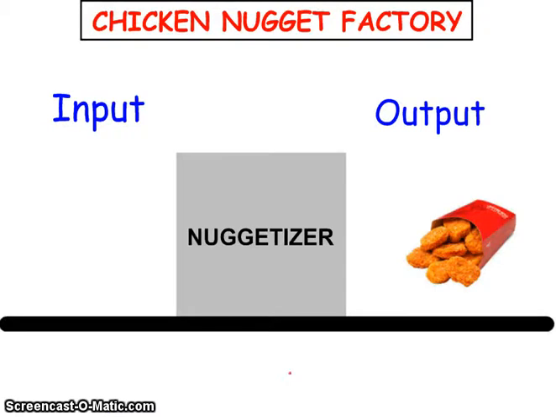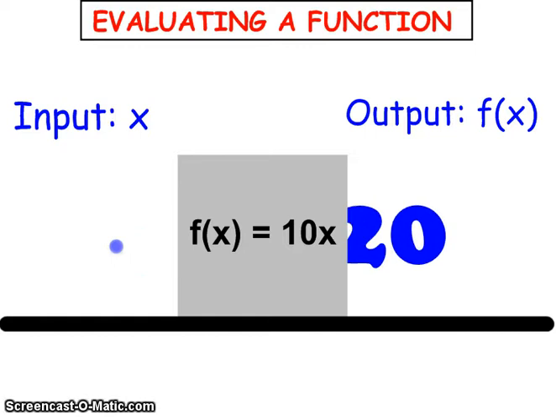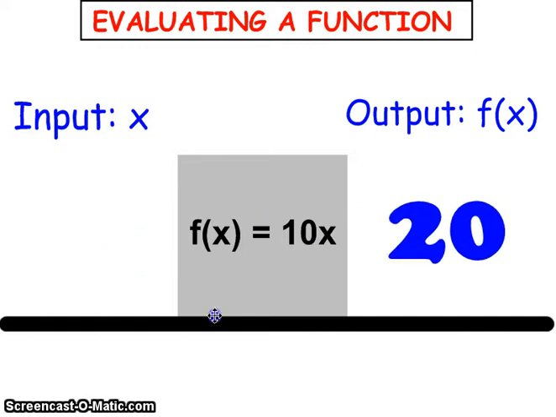So let's say we take a trip from the chicken nugget factory to another factory that evaluates functions. So in this factory, our input are x values, and our output are f of x's. And instead of a nuggetizer, we have a function machine. In this machine, f of x equals 10x. So what happens is that when we put something into the machine, so instead of chickens, now I have a 2, it's going to take that 2 and multiply it by 10 to give me f of 2. So when I put this 2 through the machine, all of a sudden my 20 comes out.